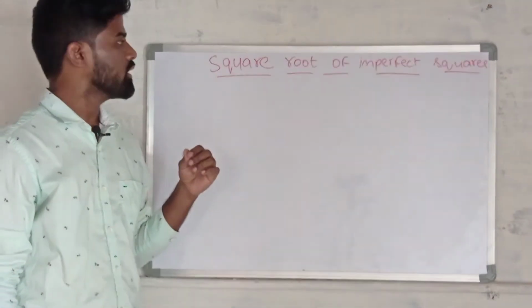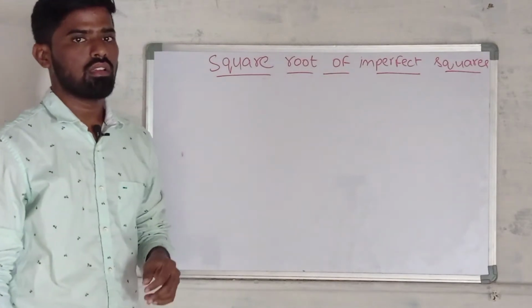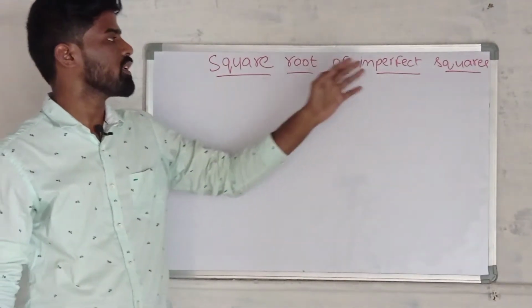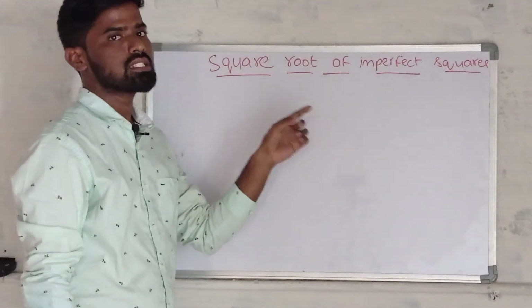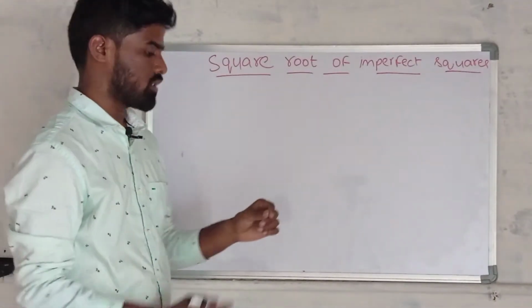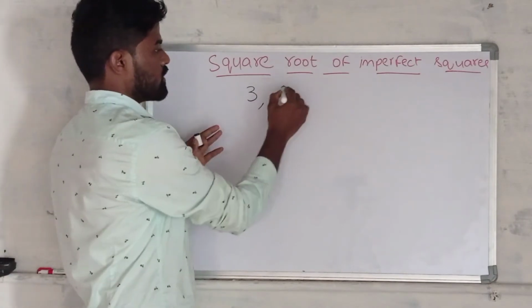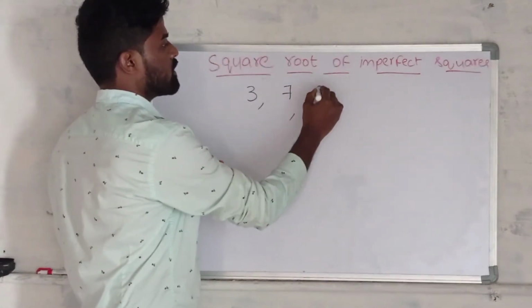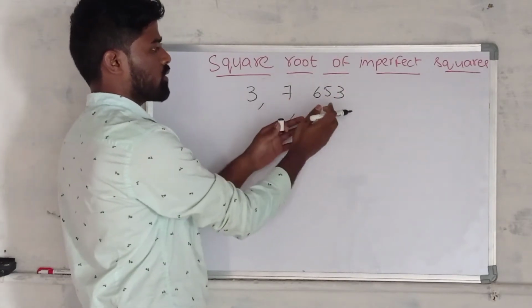In the previous video, we have seen how to find square root of perfect squares. Now we will see how to find square root of imperfect squares. Imperfect square is a number which does not have the exact square root. Example: 3, 7, 653. These numbers do not have the exact square root.